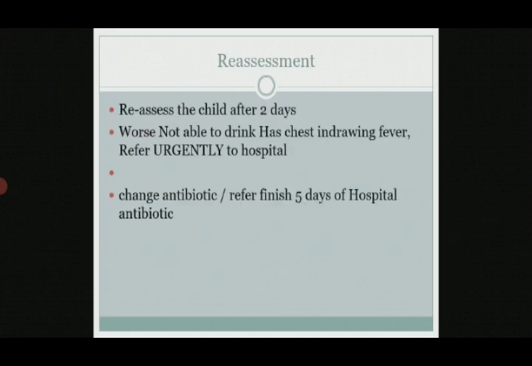Again reassessment. Child is reassessed for these signs and symptoms after 2 days. If condition of child is worse, that means he is not able to drink, child has chest indrawing, fever high grade, refer urgently to hospital or change antibiotic, or refer after 5 days of hospital antibiotic if child's condition gets worse.